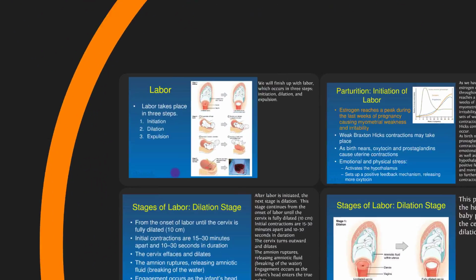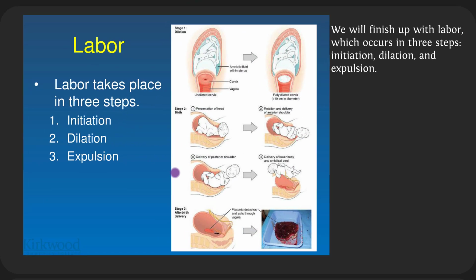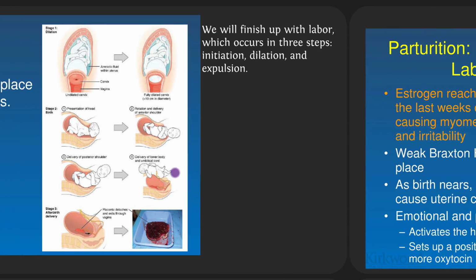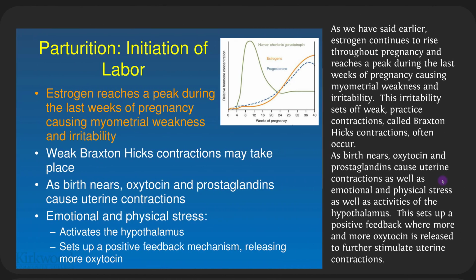Labor and delivery. There are 3 phases: initiation, dilation, and expulsion. As we've said earlier, estrogen continues to rise. Estrogen was in orange throughout the pregnancy and reaches a peak during the last weeks of pregnancy, causing myometrial weakness, so weakness of the uterine muscle, and irritability. This irritability sets off weak practice contractions called Braxton-Hicks contractions, and those often occur.